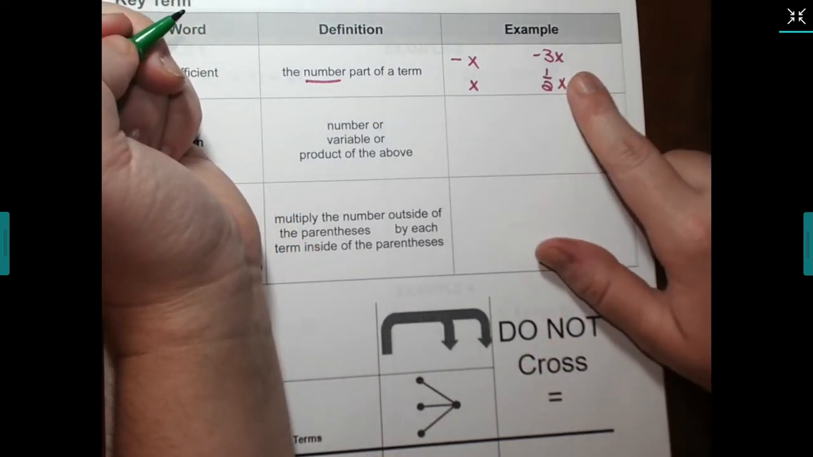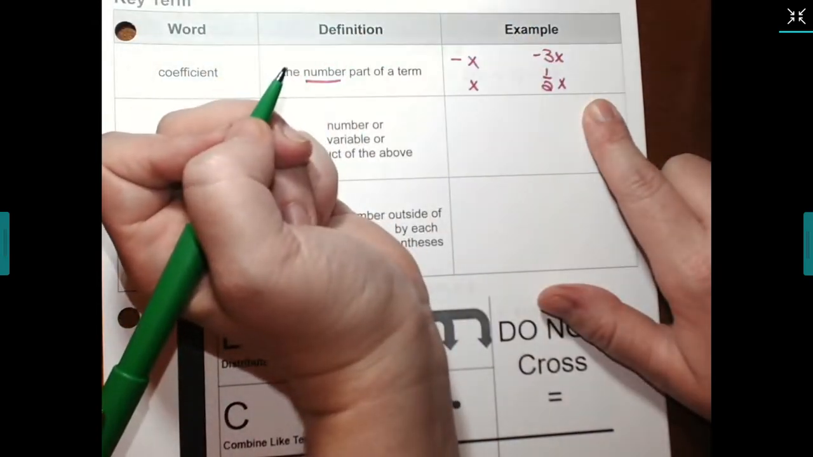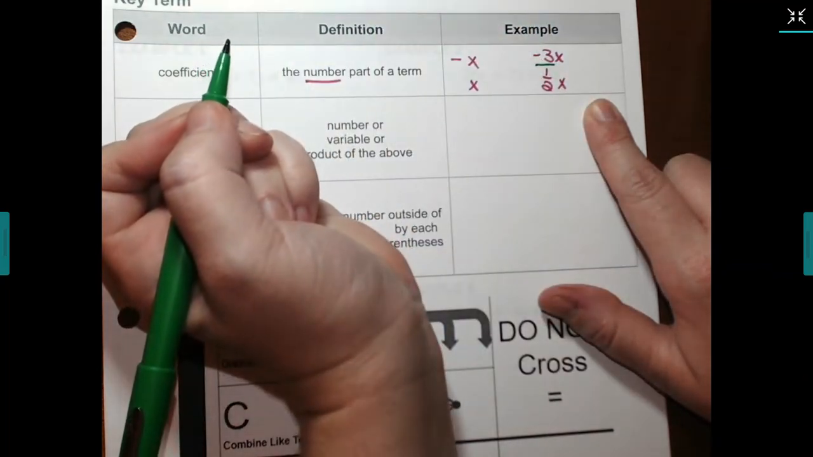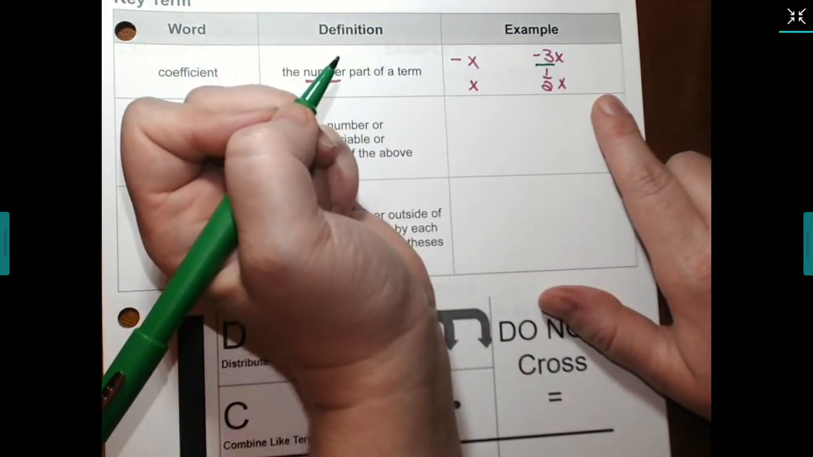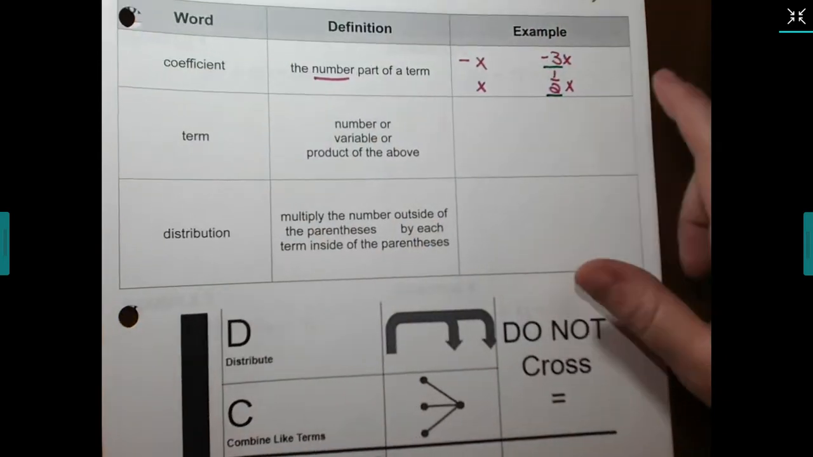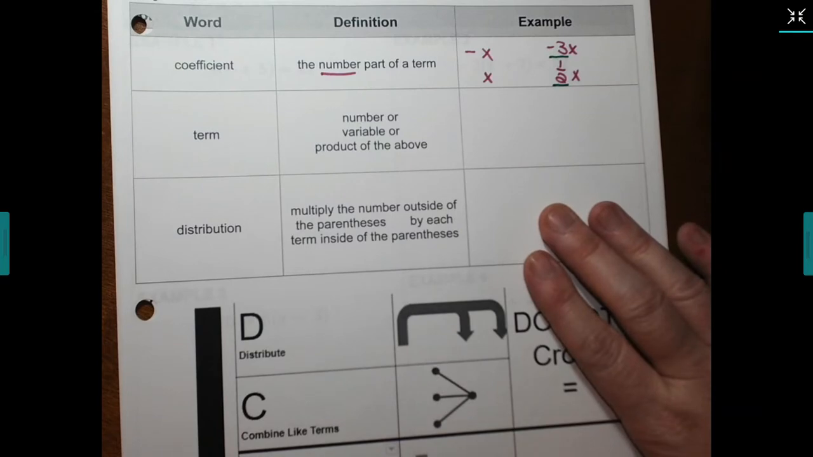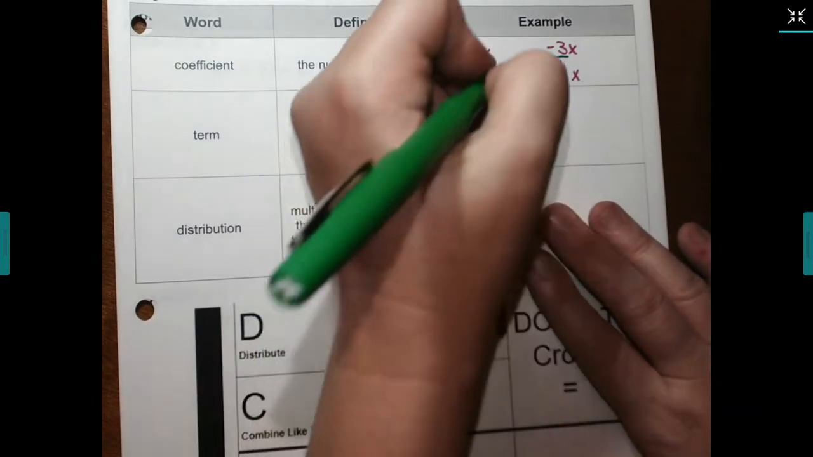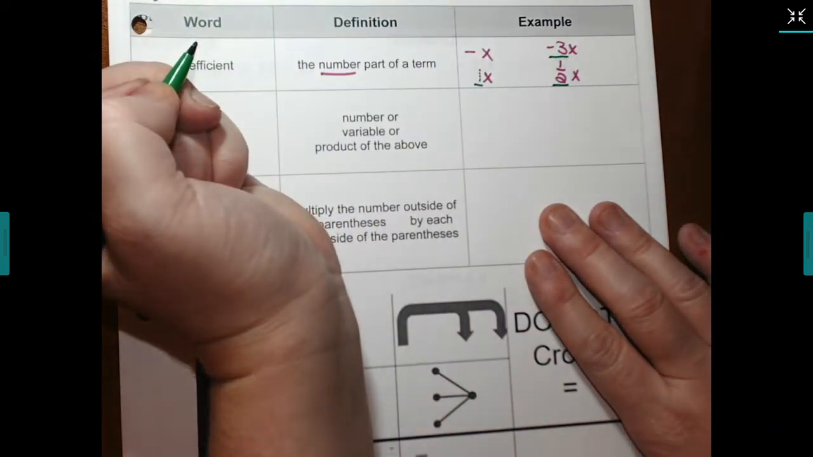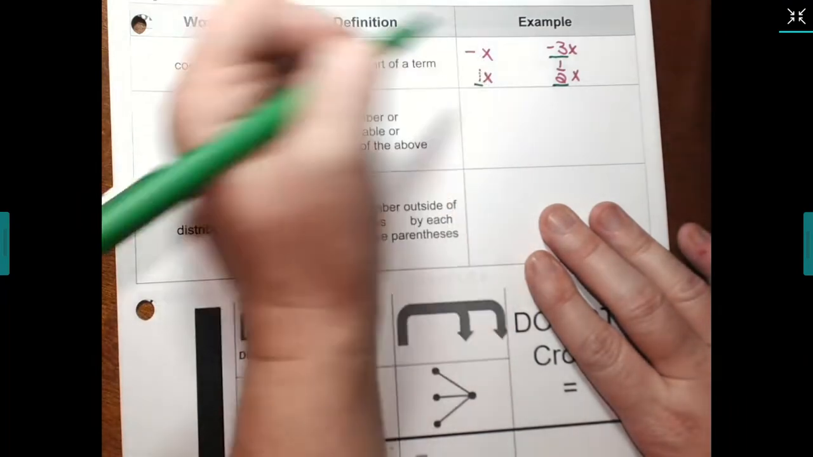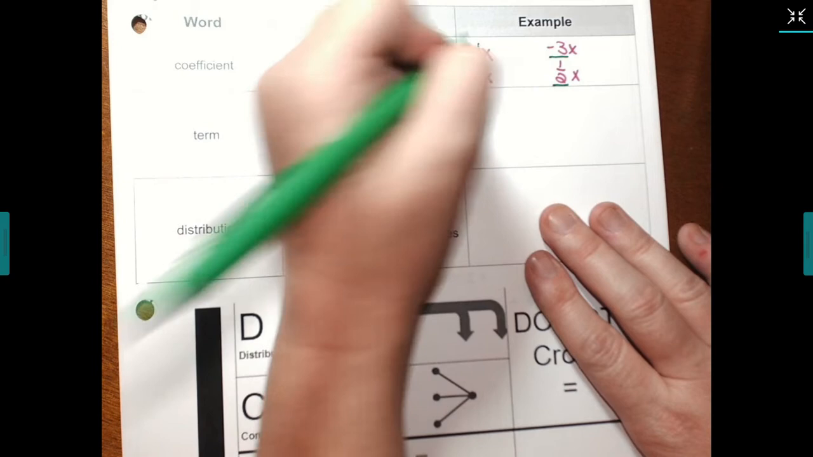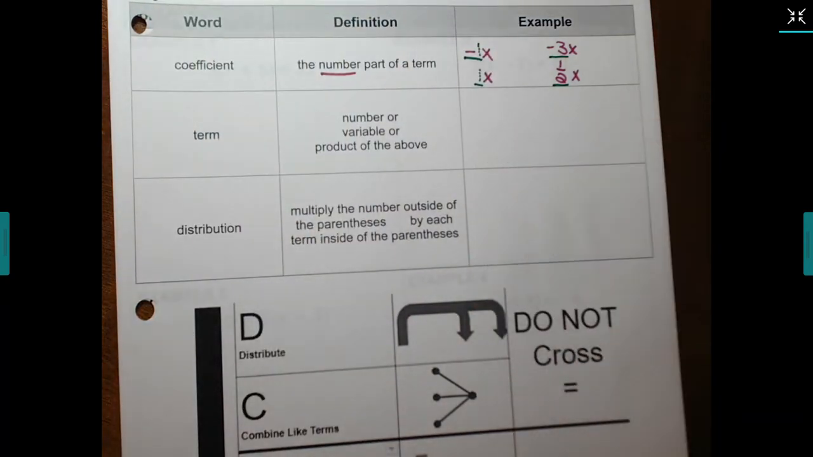Okay, I feel like these are the easy ones. I mean, it's pretty easy to say that the coefficient for negative 3x is negative 3. The coefficient for 1/2 x, remember guys, fractions are just numbers. They're okay. They don't hurt. Okay, those are pretty easy. I bet y'all know where we're going on this one. An invisible 1. Yep. So the coefficient there is 1. What about this one? The coefficient is negative 1. There we go. Okay.